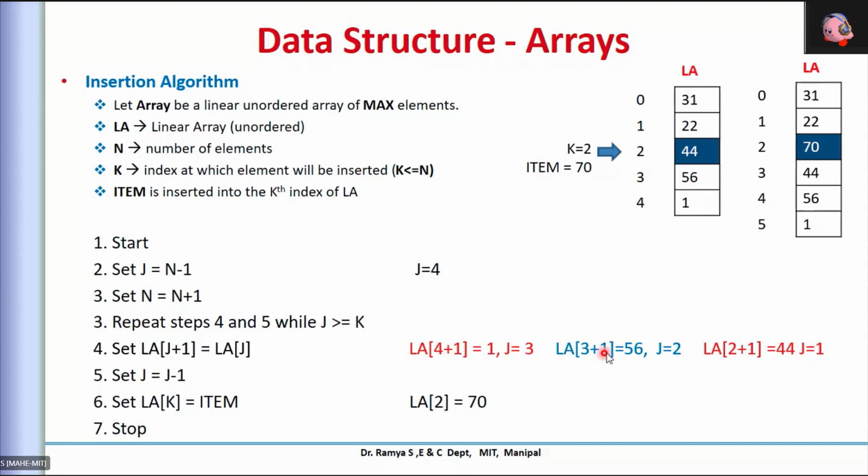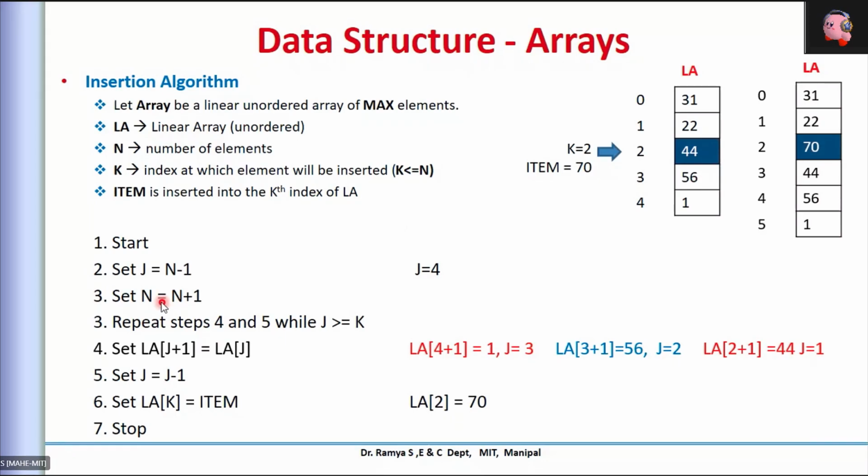Next, this 56, that is 3 plus 1. This 3, whatever value was at the 3, is going to be shifted to the fourth position. Then at the third position, whichever value is there, 3 at the third position, this value is going to be shifted. So once it is done, j becomes 1, but k is nothing but 2 here.